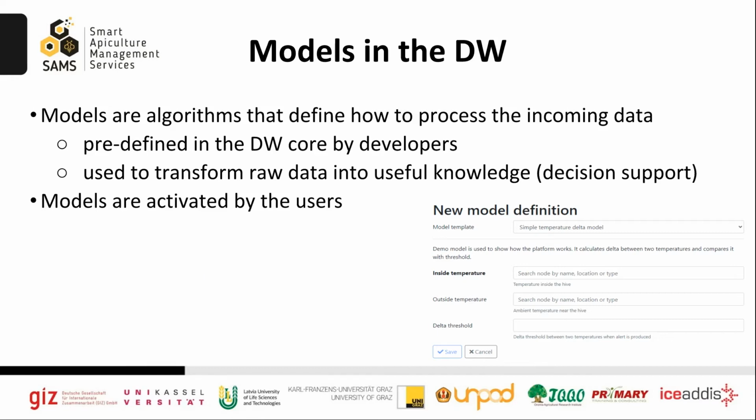Another important part of the system are models. Models are algorithms that define how to process the incoming data. These models are predefined in data warehouse core by developers, and they are used to transform raw data into some sort of useful knowledge which can be used for decision support. Models are activated by users via user interface, and then all the incoming data is processed through these activated models.